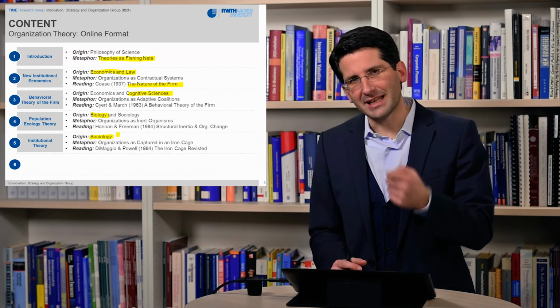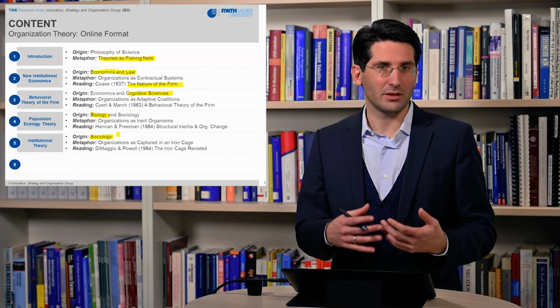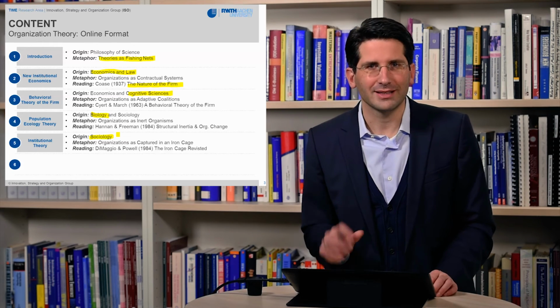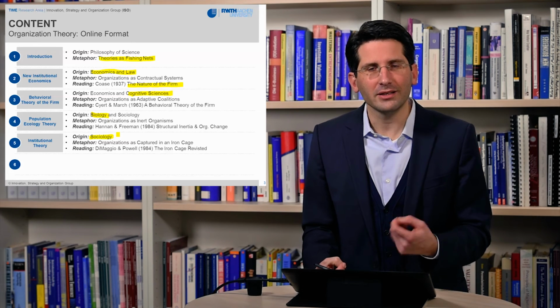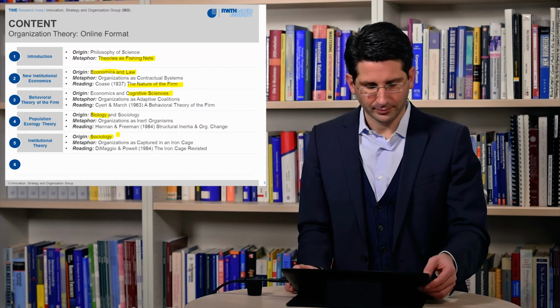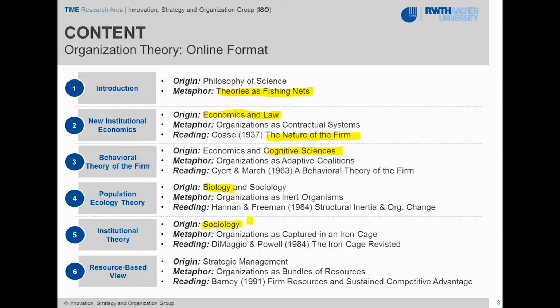And to understand this conception of organizations in greater detail, we will look at the classic reading by DiMaggio and Powell, which is called The Iron Cage Revisited. We conclude our course with the core theory in the field of strategic management.